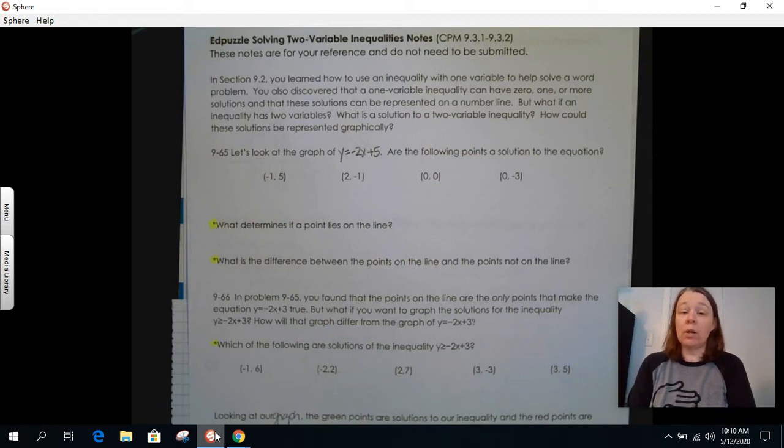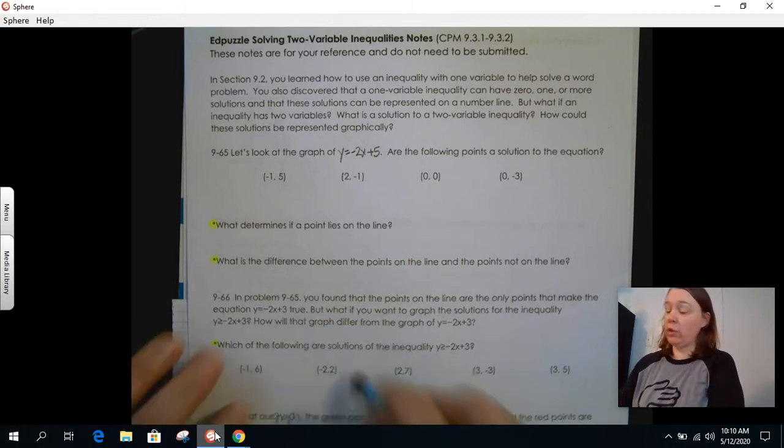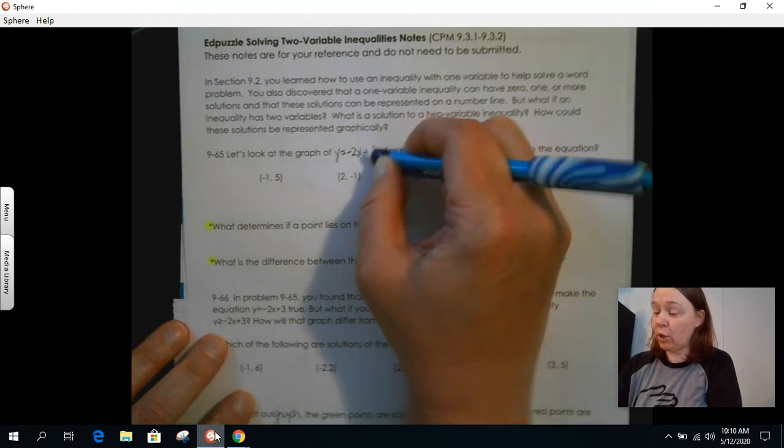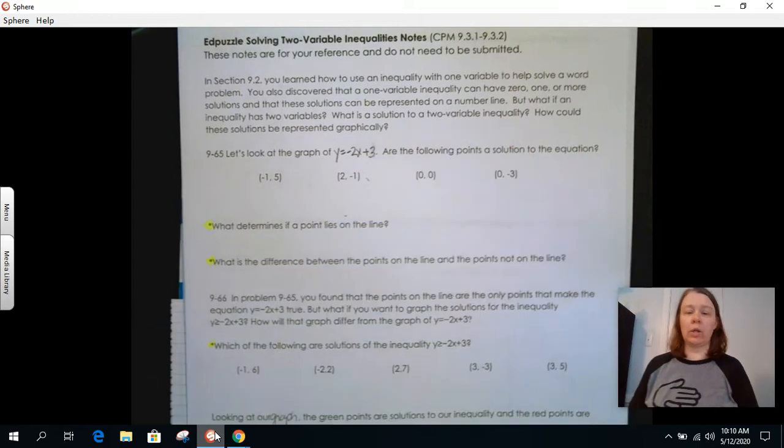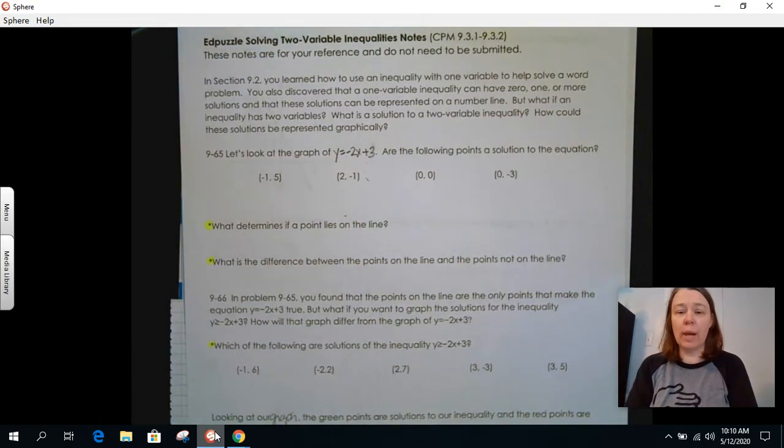So we're going to take a look at the graph of y equals negative 2x plus 3. That was actually part of your assignment that you were supposed to do last week. So the question is, are the following points a solution to this equation? Think about how we would be able to figure that out.